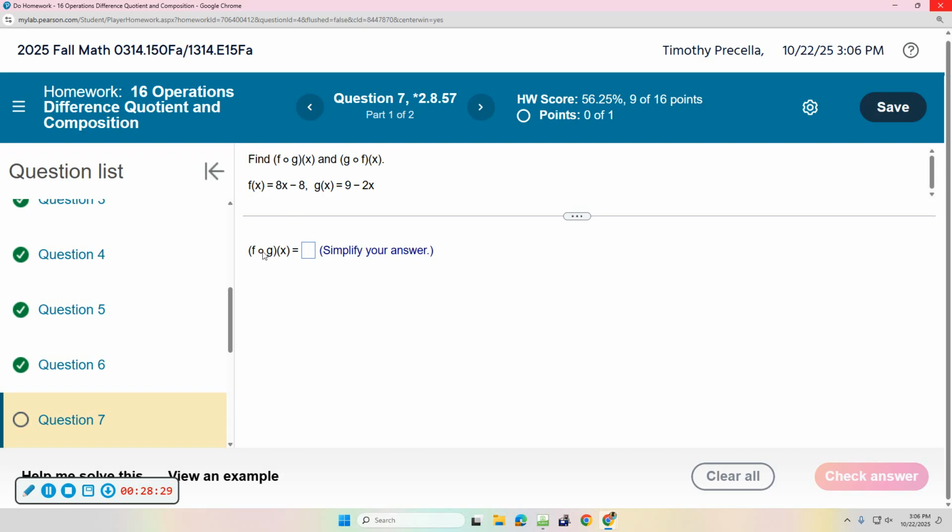Now we're finding a composition at x. And so we expect our final answer to be a function of x. Let me write down. f of x is 8x minus 8, and g of x is 9 minus 2x.